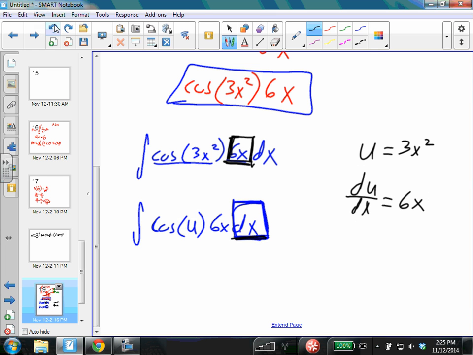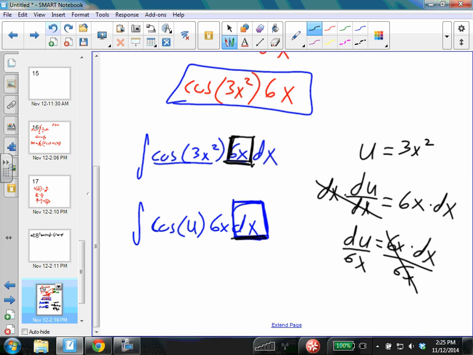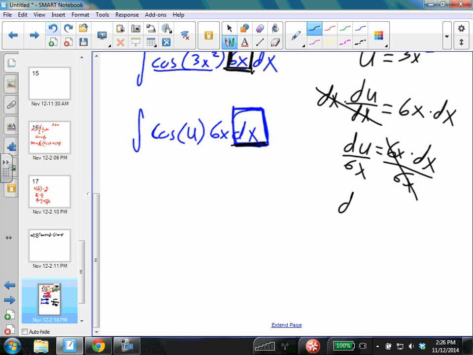Okay, so watch what happens. I'm going to multiply by dx on both sides of this equation right here, and those two cancel. And we get that du is equal to 6x times dx. And now I'm going to divide by 6x on both sides. So these cancel. And we get that du over 6x is equal to the change in x.